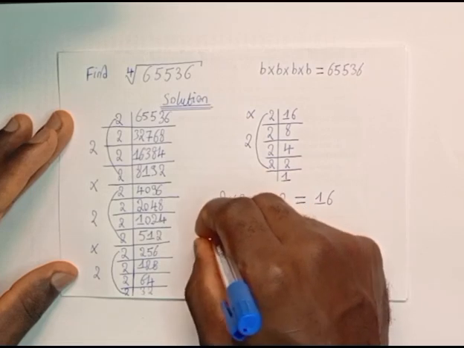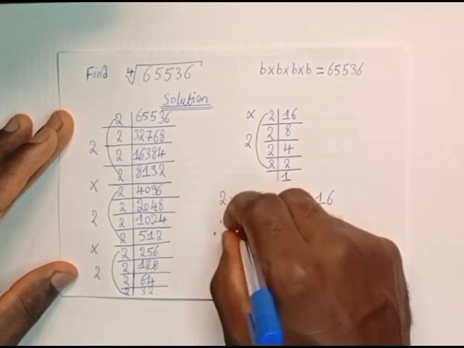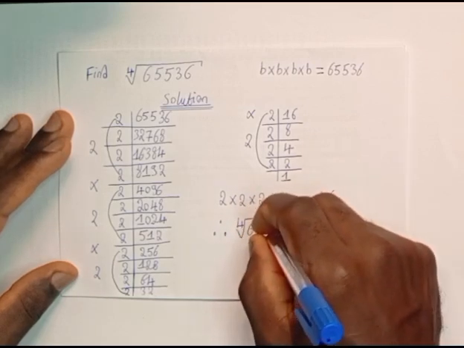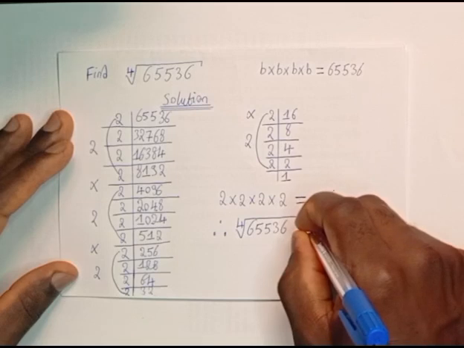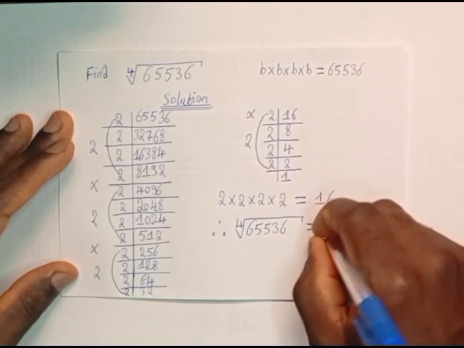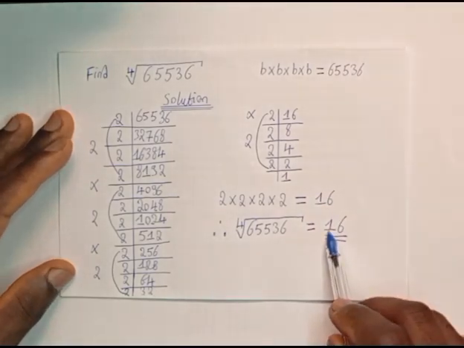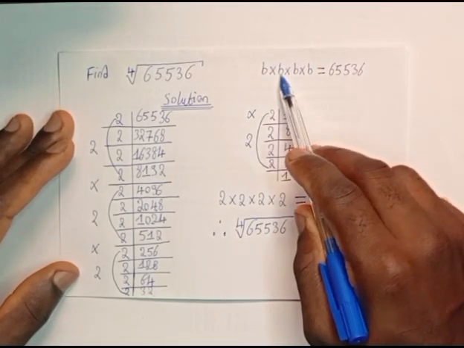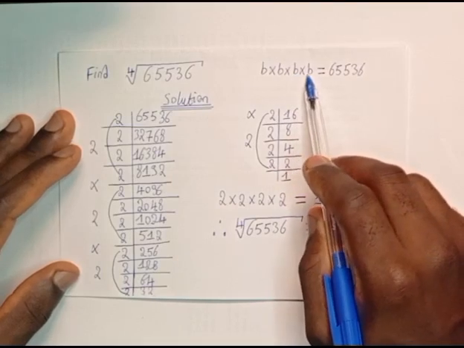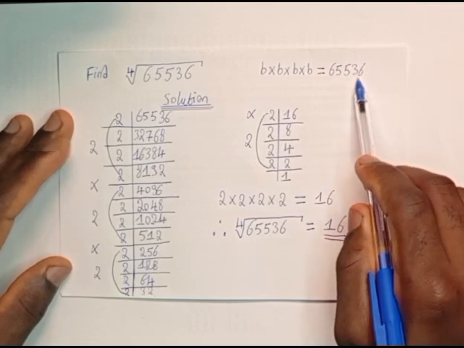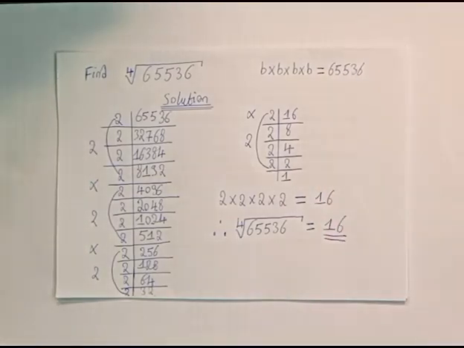Here we conclude, therefore, the fourth root of the number 65,536 is simply equal to 16. We underline the answer. That means if we take 16 times 16 times 16 times 16, the result will be 65,536. This is how we find the fourth root of a number by making use of the tabular method.